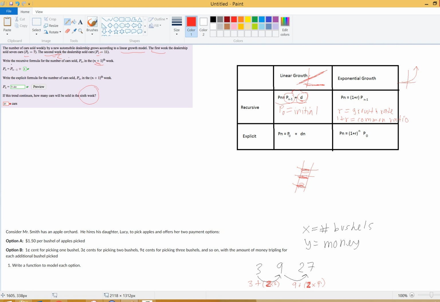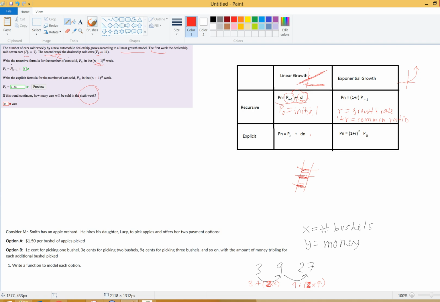10 weeks in the future, 20 weeks in the future, without having to know the 19th or the 18th. So write the explicit formula. Again, these formulas will be given to you, but they won't be labeled. You'll just have to know that this is the linear growth recursive, this is the linear growth explicit.